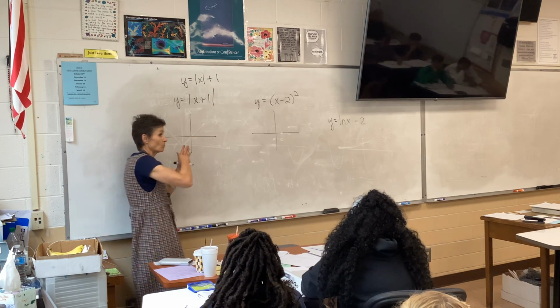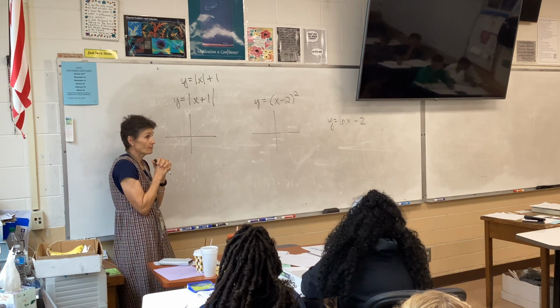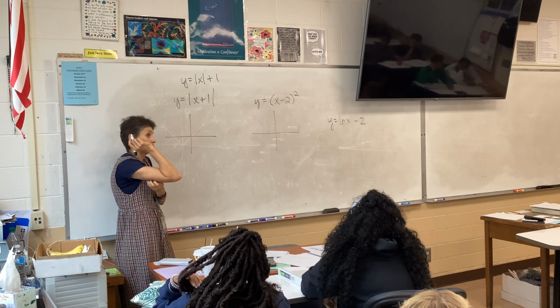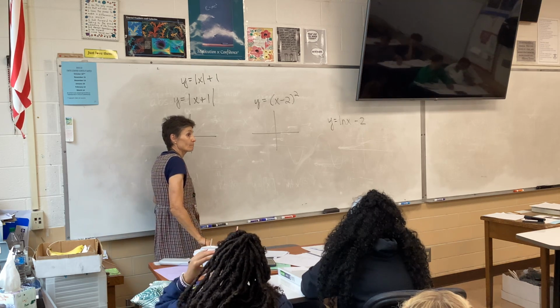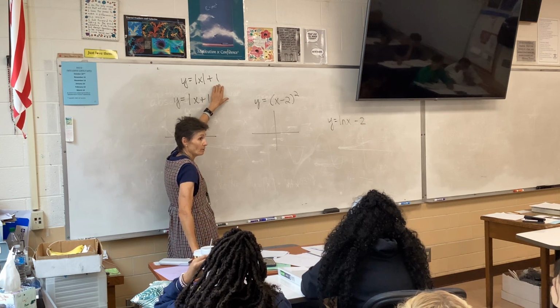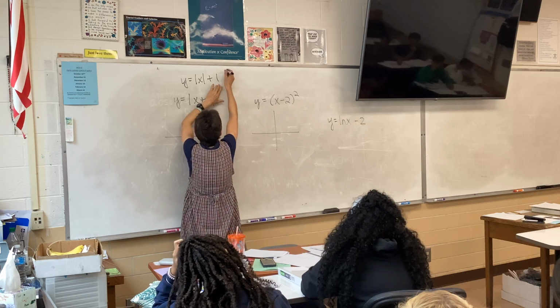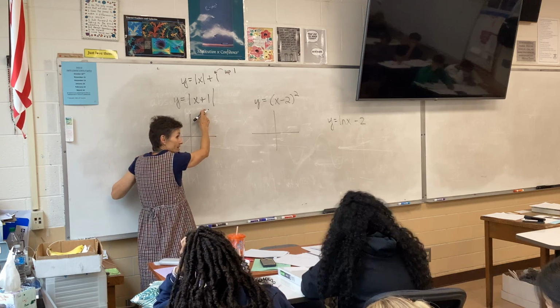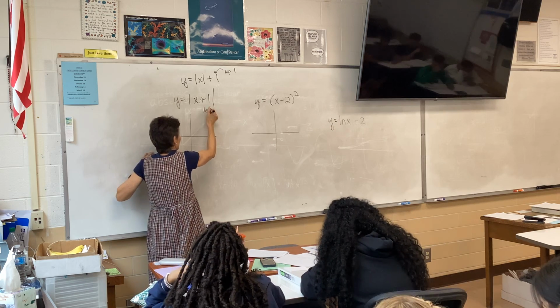Anybody know what happens to either one of them? Lauren? Is the one where it's outside the absolute value where it goes to the left? No, other way around. This one is gonna go up 1. So this one would go up 1. This one is going to go left 1.